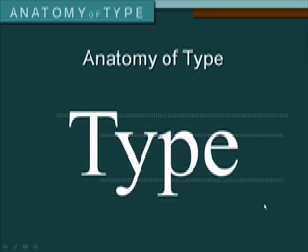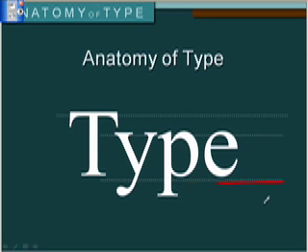So let's take just a minute and learn a little bit about the anatomy of type. First of all, let's talk about this line right here across the bottom. That is called the baseline. The baseline is what the type sits on. It's an invisible line, and all of the lowercase letters would sit right upon that. Then right here you have a line that's called the X height. The X height is the height of a lowercase letter without ascenders or descenders.